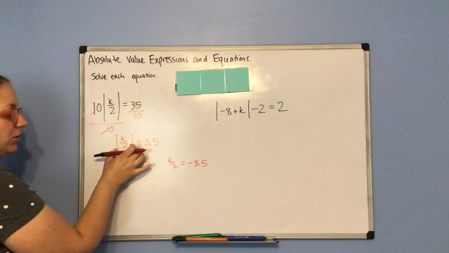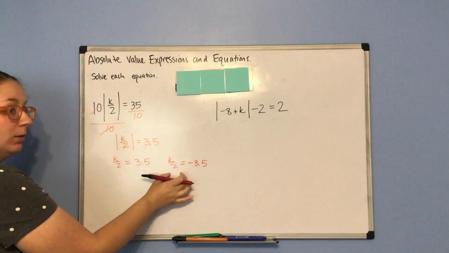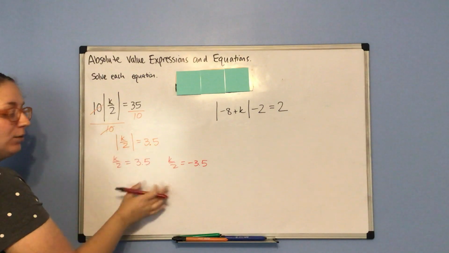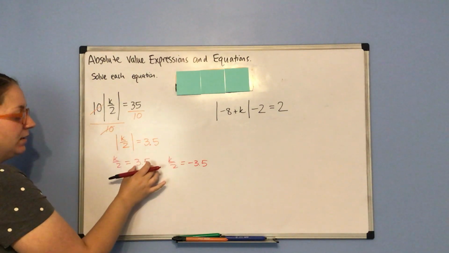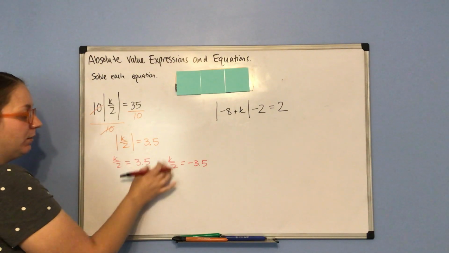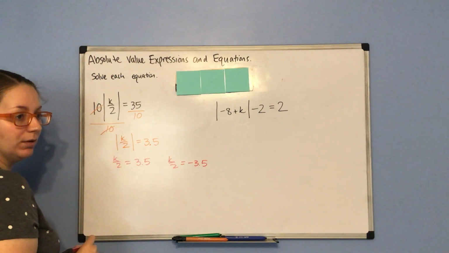In both equations, just drop the absolute value bars on the one side of the equation, and keep whatever was on the inside the same. And then number-wise, positive version of that number for one equation, negative version of that number for the other equation.